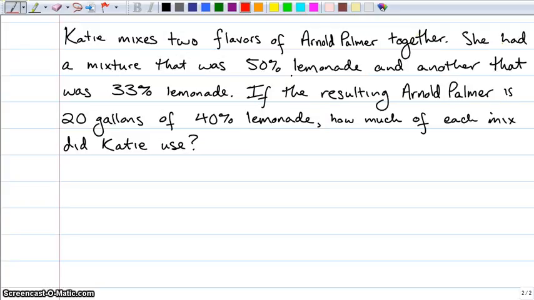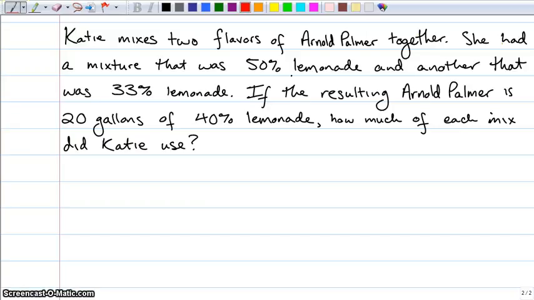Alright, so notice I just skipped from the second problem to the fourth. The reason why I'm doing that is because I don't want to run out of time without actually showing you how to work through a mixture problem. It says Katie mixes 2 flavors of Arnold Palmer together. You know what an Arnold Palmer is. You know that it's half lemonade, half iced tea.